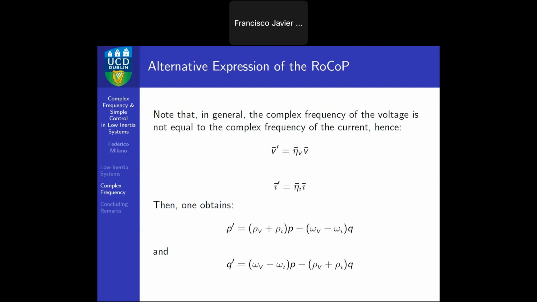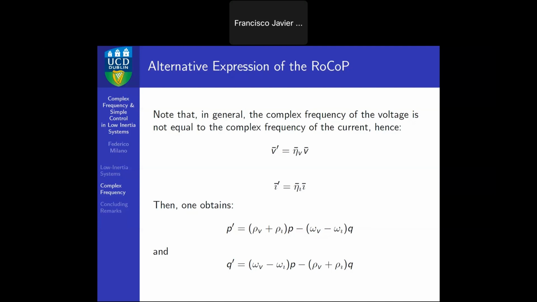Think of the simplest scenario, when you have a regulator where the magnitude is constant. You need to change the current if you want to keep the voltage constant, if nothing else because you might need to inject a different reactive power. At that point, the rho of the current will be not zero, but the rho of the voltage, assuming an ideal controller, is zero. So if nothing else, that is different. But the omega is also different, so the frequency is different.